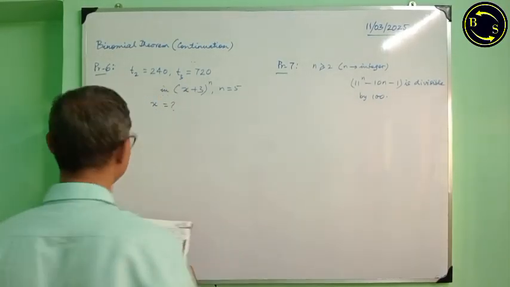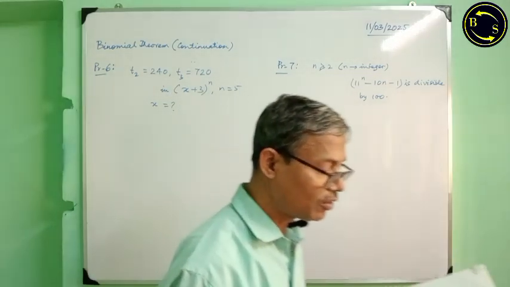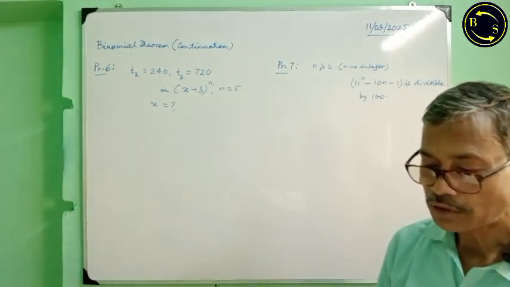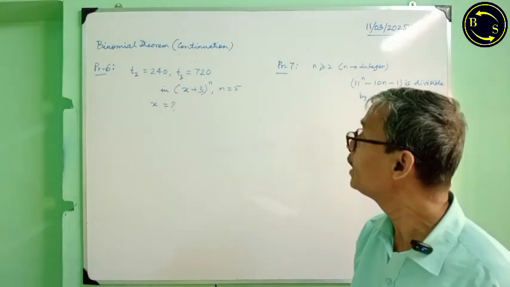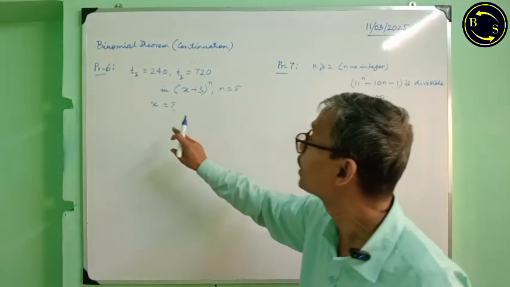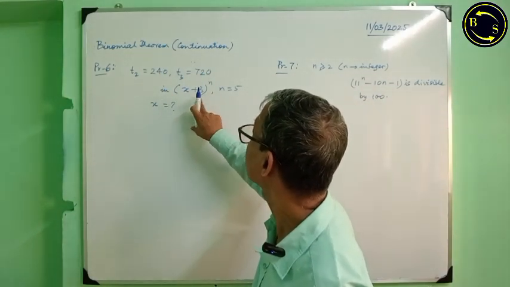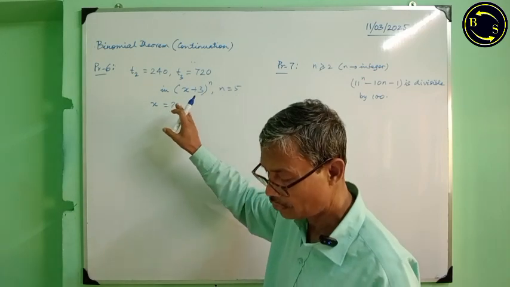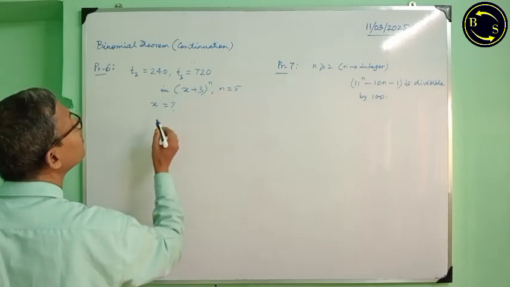Next sum. First I read the sum. Second and third terms in the expansion of (x plus 3) whole to the power n are 240 and 720 respectively. Find x when n equal to 5. I have written the problem in short. Second term is 240, third term is 720 in the expansion of (x plus 3) to the power n equal to 5. We have to find the value of x. Already given n equal to 5.